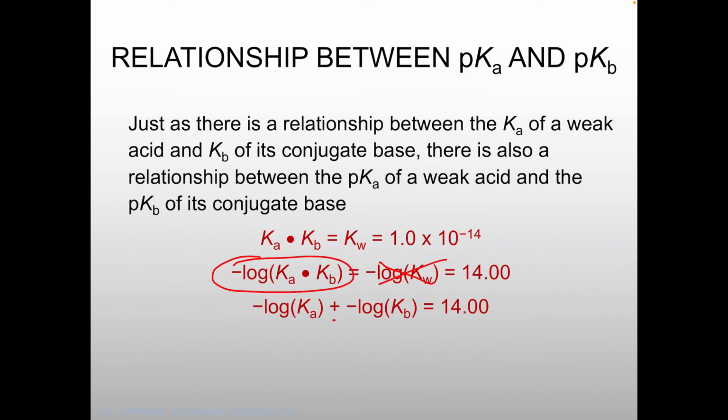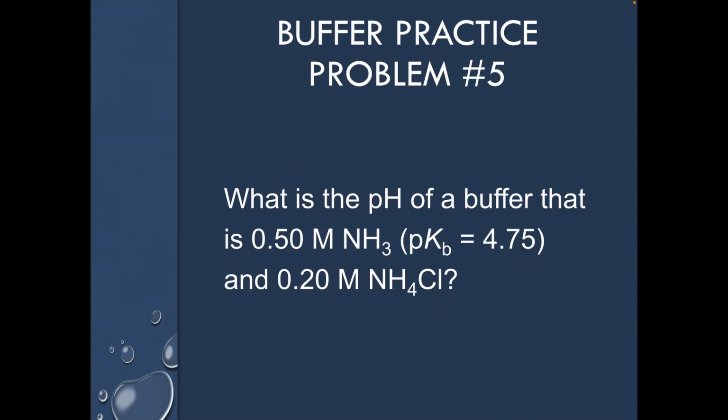If we take the negative log of the Ka, that gives us pKa, and if we take the negative log of Kb, that gives us pKb. So pKa plus pKb equals 14. So if you have the pKa, you can really easily find the pKb because you'll just subtract it from 14. Similar to pH and pOH, the same relationships work for pKa and pKb.